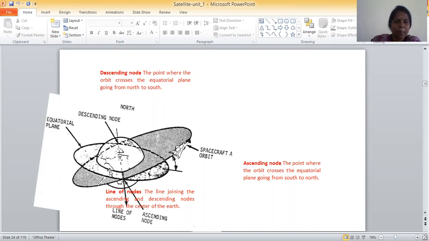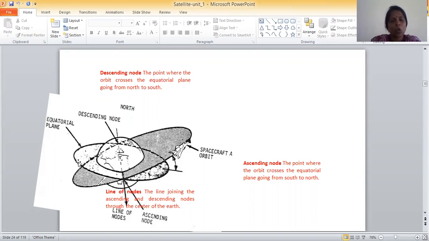This is actually a parallel distance in which the satellite is moving. Usually it will be about 36,000 kilometers above the Earth if it is a geostationary orbit. You can call this the equatorial plane. When a satellite is moving around the Earth in an orbit, the orbit can be of any shape: circular, elliptical, or polar.